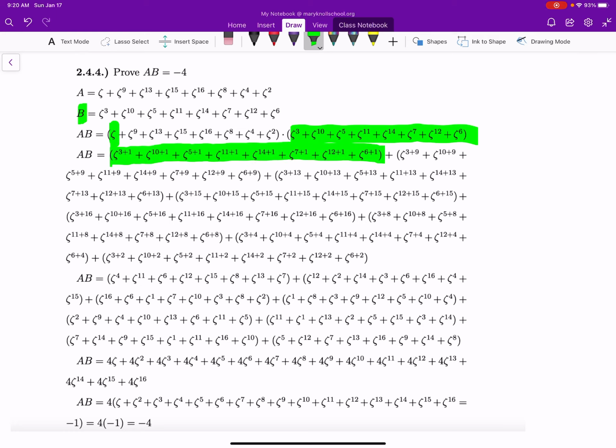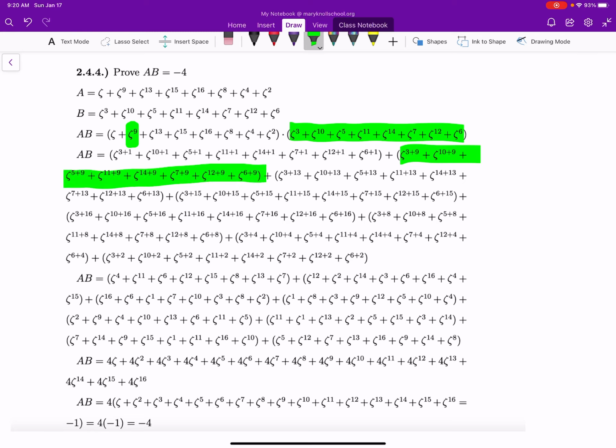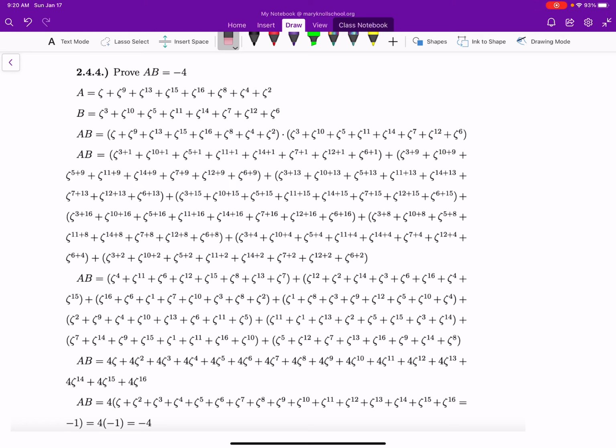using distribution. Okay, so then we do it another time. So we're distributing s to the 9th to all this, and that's all represented here. And then we continue that process until we're done with the last one. So that means we end up with what we see here, right here. All that to here.